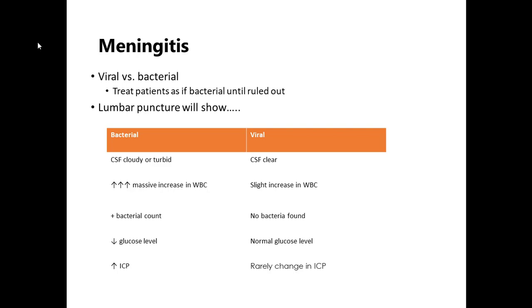In bacterial meningitis, their glucose level is going to be low, and in the viral, their glucose is going to be normal. In a bacterial meningitis, they are going to have increased intracranial pressure, and viral meningitis rarely changes the ICP.